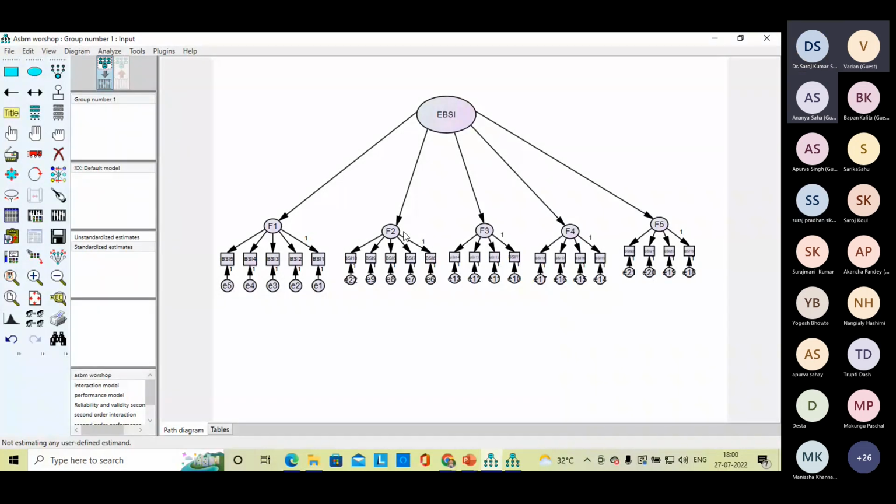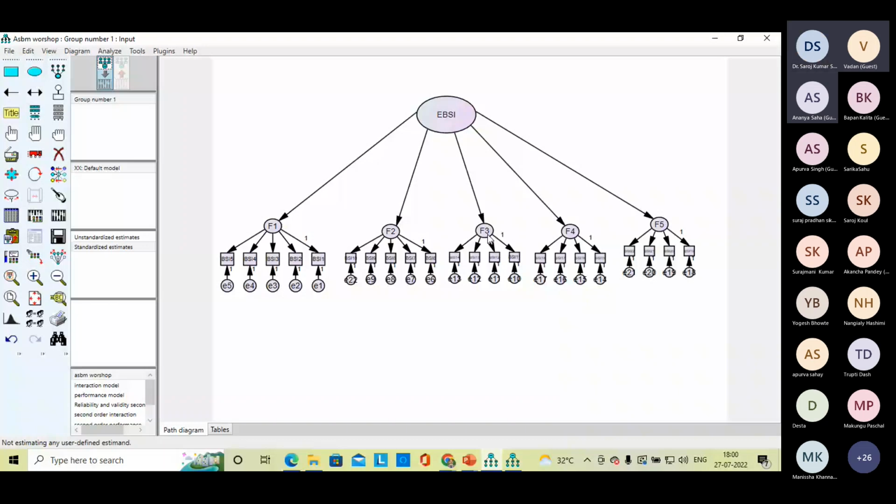Definitely not 100%. How much is remaining? That is error. Likewise, how much of variance of EBSI is explained by F3? Definitely not 100%. Something is left out. In reality, that is error.